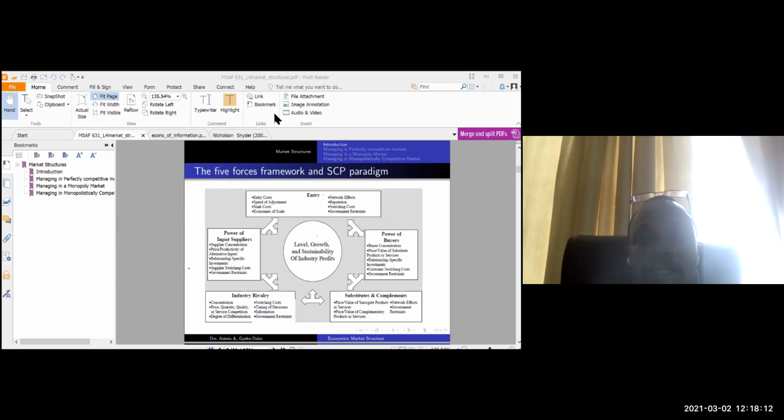Sunk cost is also one of the factors. If the sunk cost is very huge, then you will not even enter. So sunk cost can become an obstacle for you in terms of entry. If you have to exit, you can't get anything back, and then you will not enter.